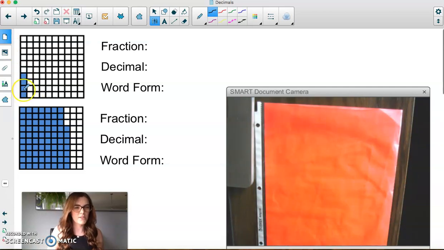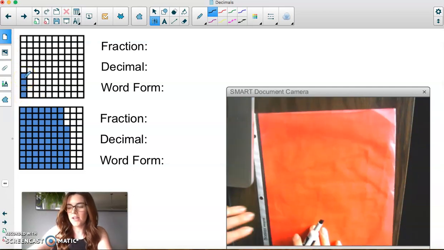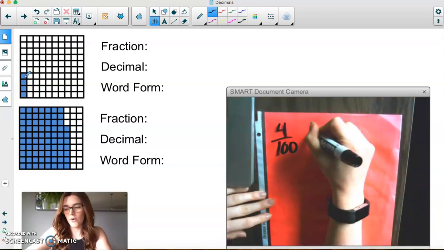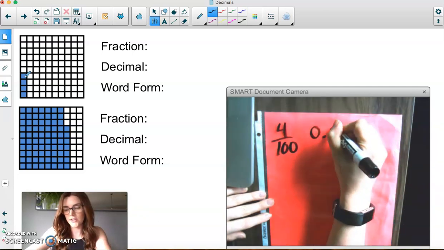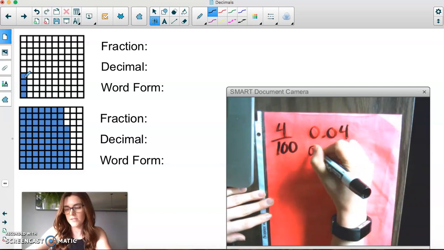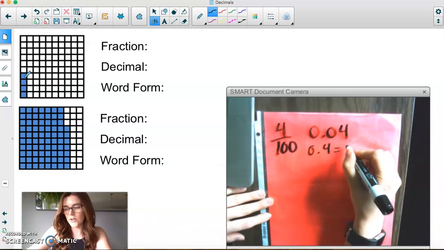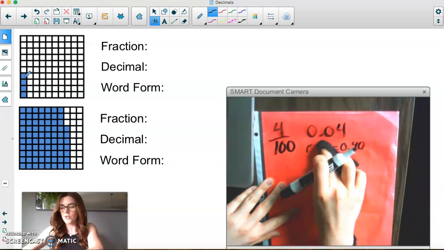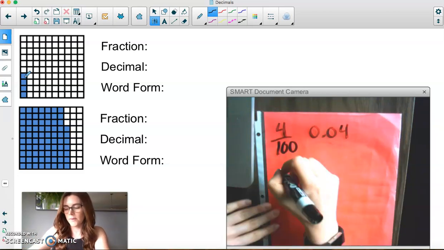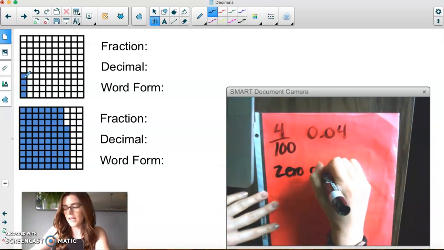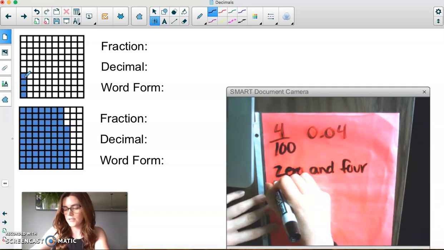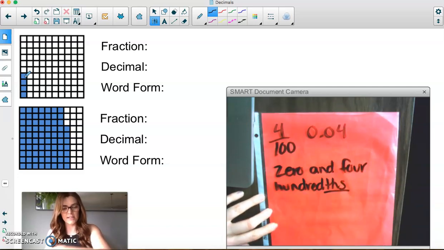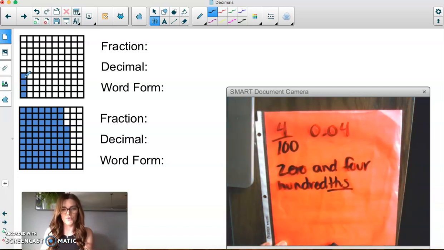Oh, look at this. We have 1, 2, 3, 4 colored in. So our fraction is going to be 4 hundredths, and our decimal is going to be 0, and don't forget that extra 0, 4 hundredths, because if you did this, that's actually equal to 0 and 40 hundredths. That's way different than 0 and 4 hundredths. So make sure you add that 0. Our word form is 0 and 4 hundredths. Make sure you add that THS to the end. It's not hundreds, it's hundredths.